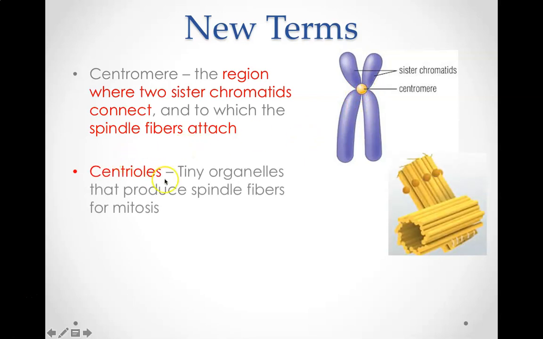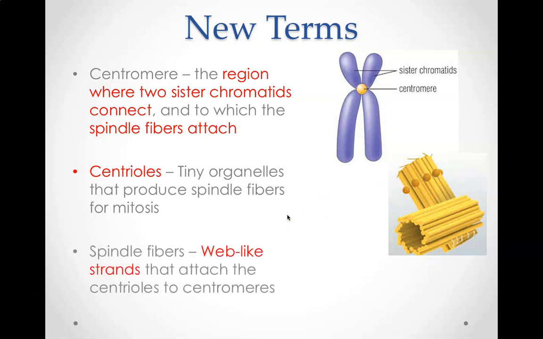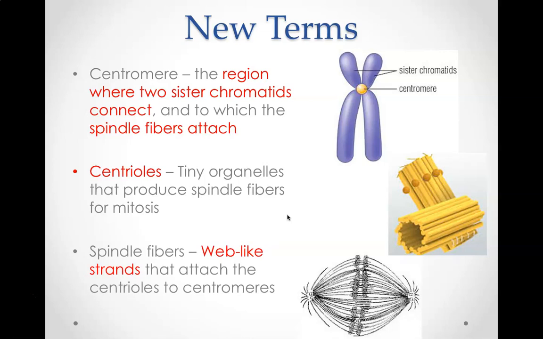Okay, centrioles. So these are organelles that we haven't talked about yet. We've talked about ribosomes and mitochondria and a few others, but we haven't talked about centrioles. Centrioles are these tiny organelles that like to exist in pairs, and they produce something called spindle fibers. And spindle fibers are web-like strands that attach to the centromeres. So I like to call centrioles Spider-Man, and they like to shoot out these web-like strands to attach on to the centromeres here.